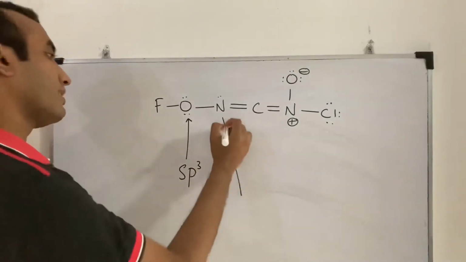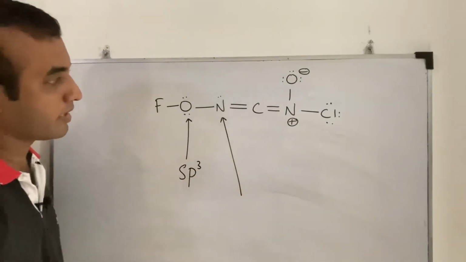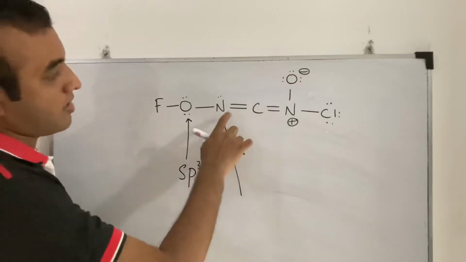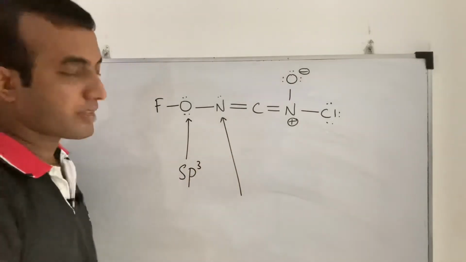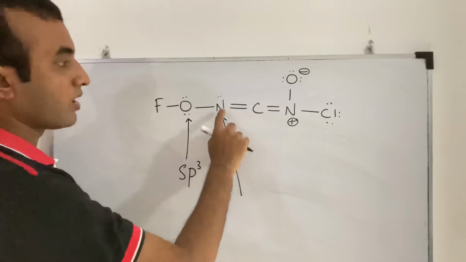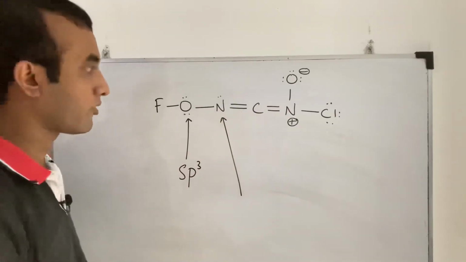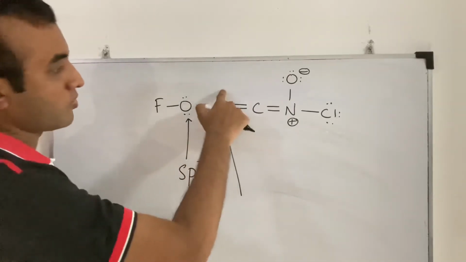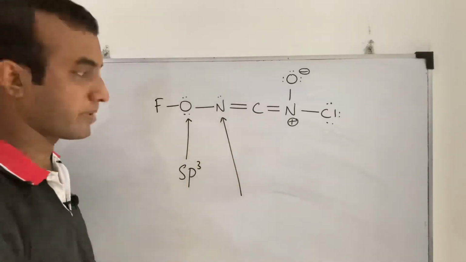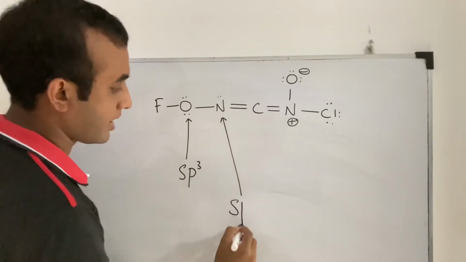So let's consider this atom. Here we can see there's a double bond. When there's a double bond, only one bond is a sigma bond. Therefore we have 1, 2, 3. So we have three VSEPR pairs. So the hybridization is sp2.